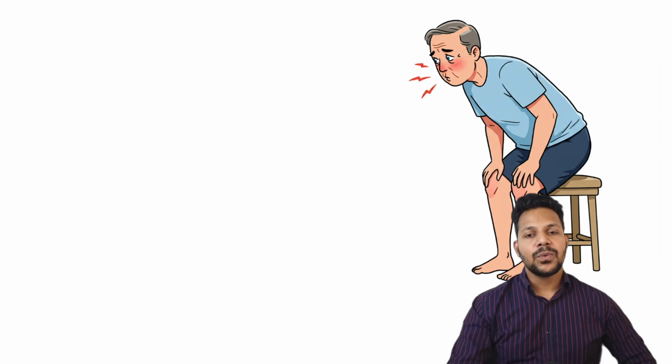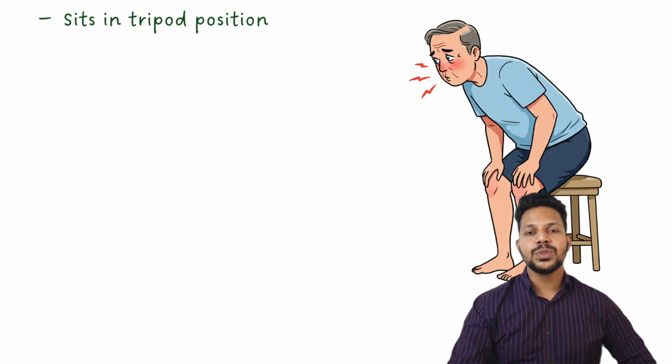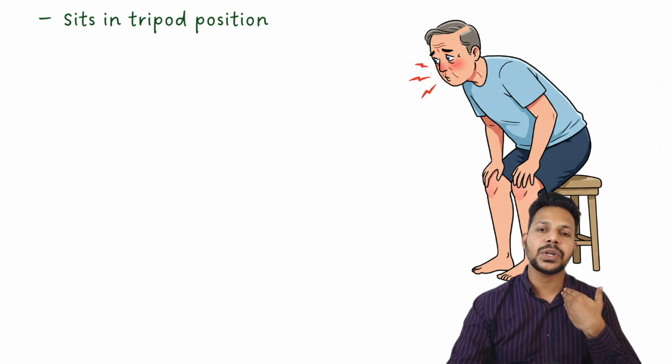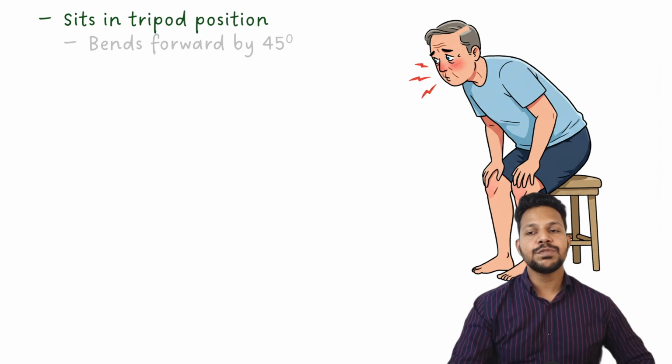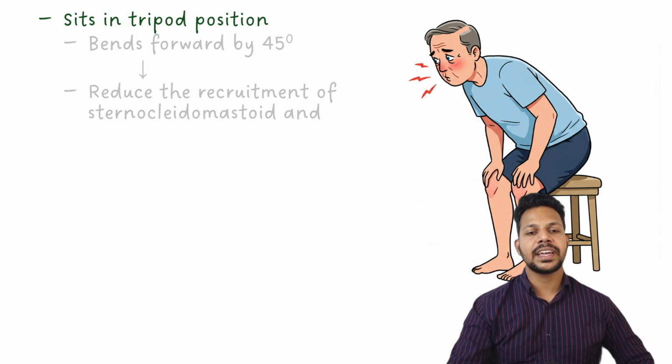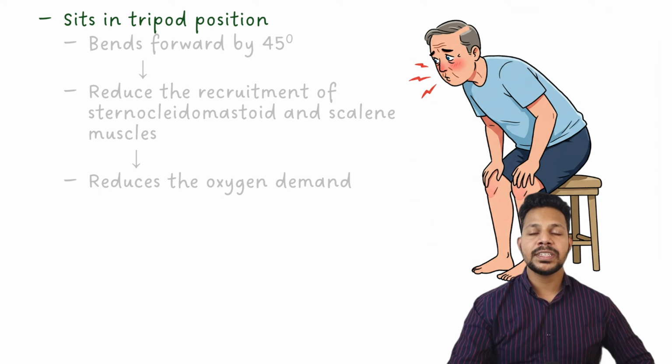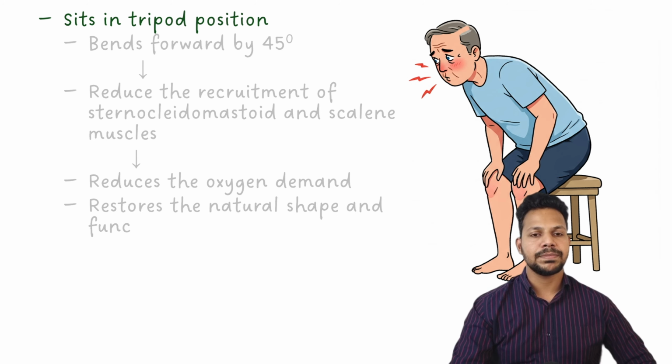Now let's see, why does the patient sit in a tripod position? The patient wants to reduce the effort of the sternocleidomastoid and the scalene muscles. That is why he bends forward by 45 degrees. That will reduce the recruitment of the sternocleidomastoid and the scalene muscles. That will further reduce the oxygen demand because the muscles need not function as aggressively as they used to before, and the oxygen demand is reduced. This will also restore the natural shape and function of the diaphragm. So these are the reasons the patient will sit in a tripod position, as you can observe in the image.